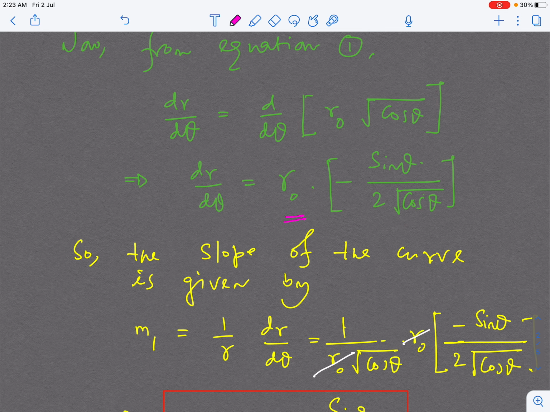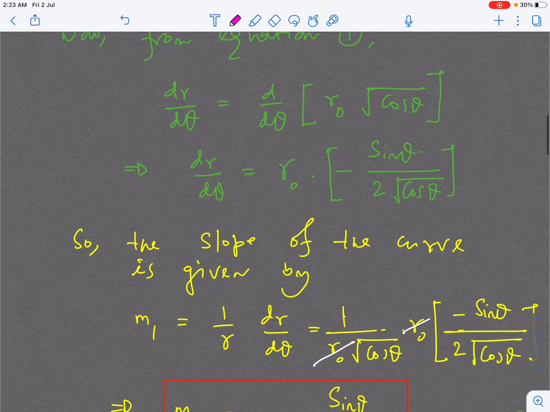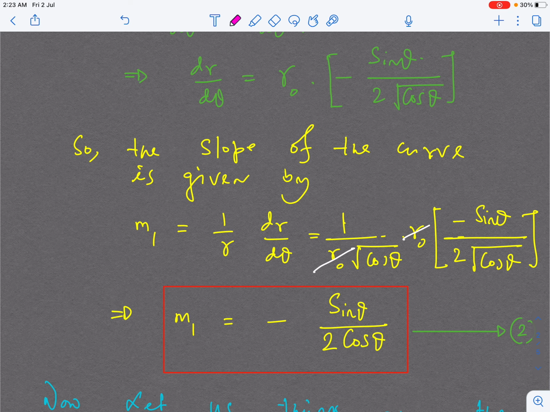Alright, fine. So now if I go back to this equation, that is m1, which is equal to 1 by r dr d theta, r is already r naught into root under of cos theta, and I am putting this value of dr d theta. So after cancellation it comes to be m1 equal to minus of sin theta by 2 cos theta. So try to remember, this is the slope of the equipotential curve.